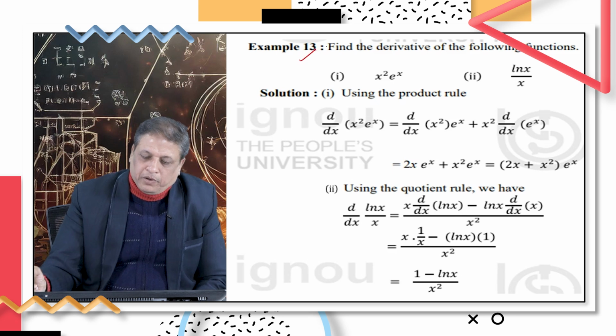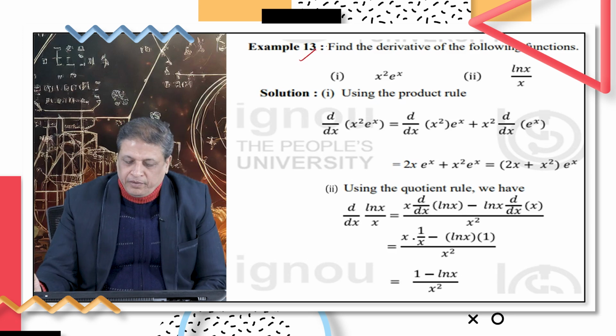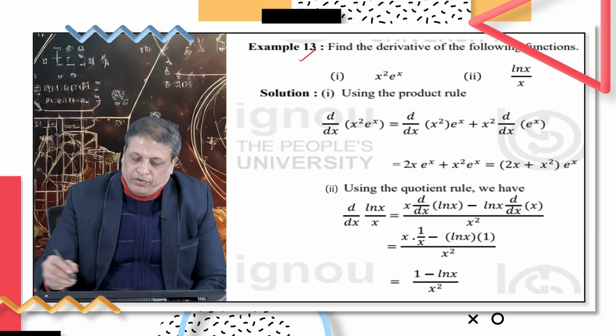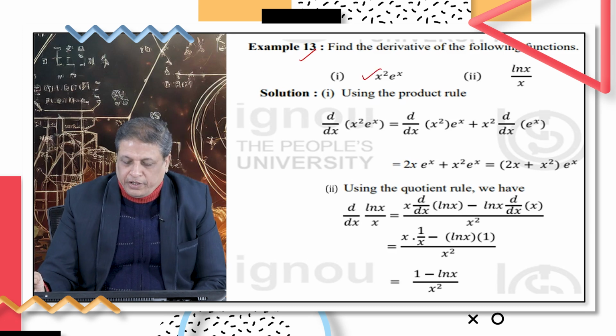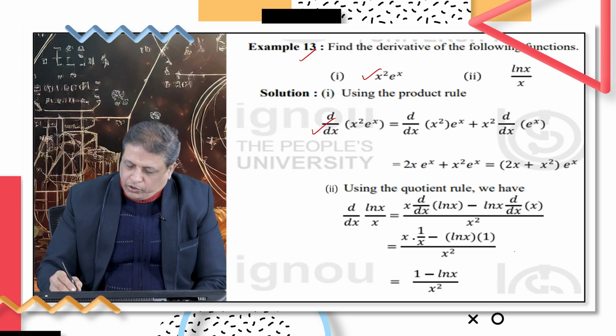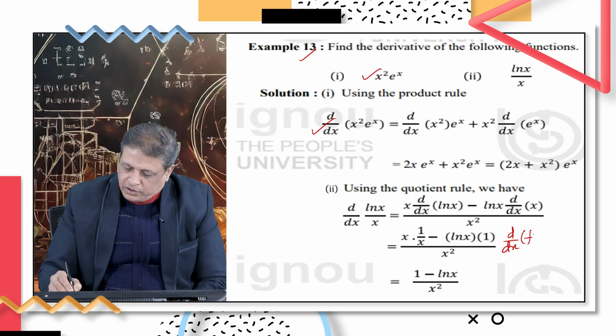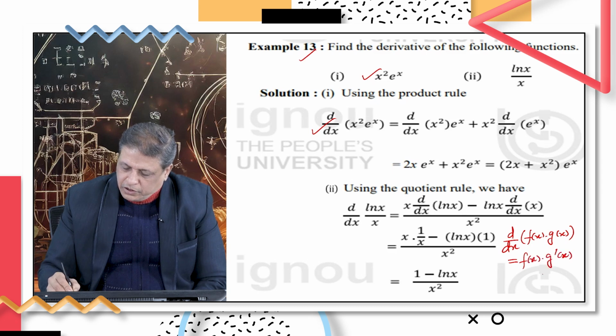Now there is an example, let's solve it for better understanding. Find the derivative of the following functions: one function is x square into e to the power x, and second is natural logarithm of x divided by x. Applying the product rule, that is, what was the product rule? The product rule was d/dx of f(x) into g(x) is nothing but f(x) into g dash x plus g(x) into f dash x.